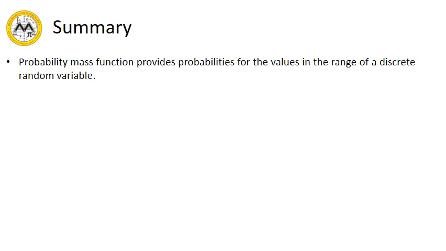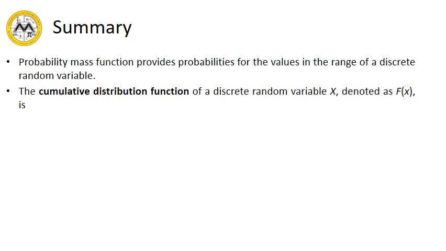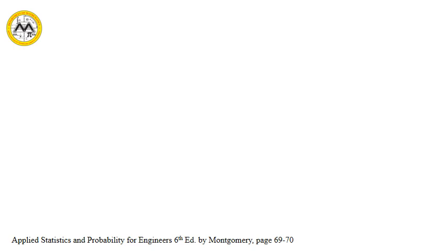As a summary, the probability mass function provides probabilities for the values in the range of a discrete random variable. And the cumulative distribution function of a discrete random variable x is denoted by capital F of x, which is equal to the probability of X less than or equal to x, which is the summation of f of x sub i for x sub i less than or equal to x.